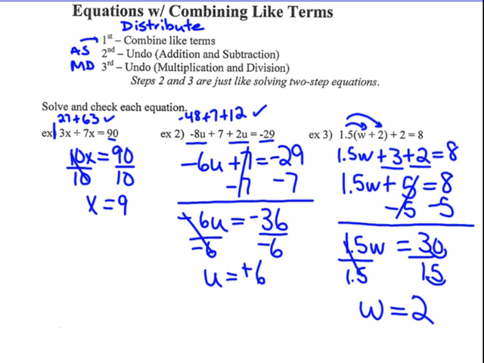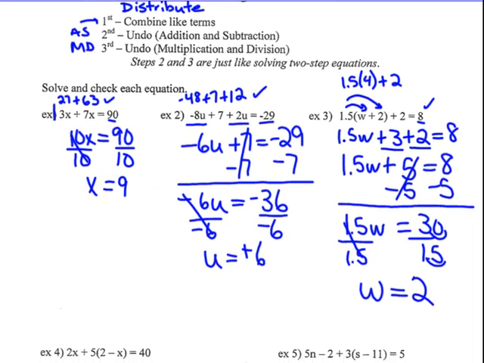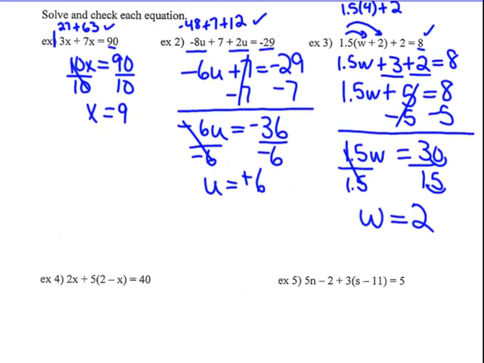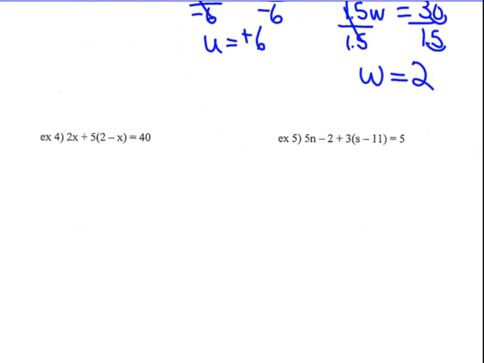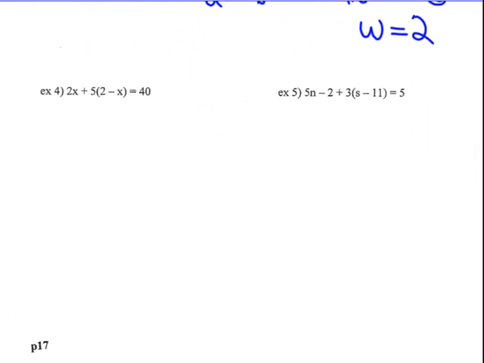W plus 2, so 2 plus 2 is 4. 1.5 times 4 plus 2. Well, 1.5 times 4 is 6. 6 plus 2 is 8. So yippee, I've got the right answer there. So you can see that I'm doing a quick mental check on all of my problems. I am checking to make sure my answer is correct before I go on to the next problem.